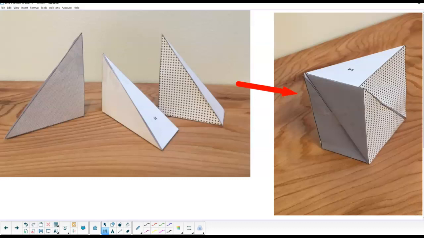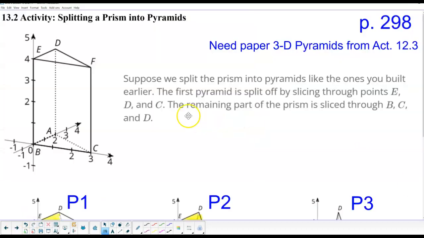Okay, great. Now that you had a chance to grab your supplies, we're going to actually analyze how that was created. So all you need is your 3D pyramids. Suppose that we split the prism that you have into the three solids. And how did they do that?